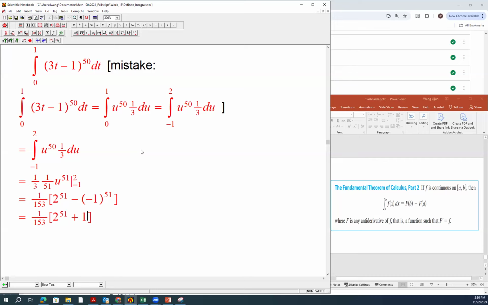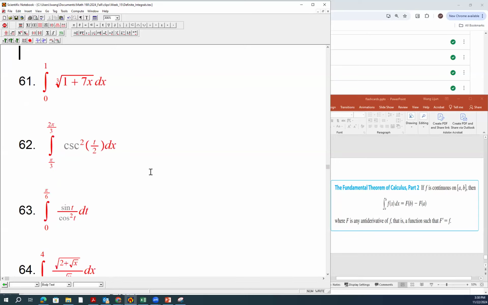Then you say, well, do I need to simplify? Do I need to write 2 to the power 51 as a number? No, just leave it like that. Parentheses will work.